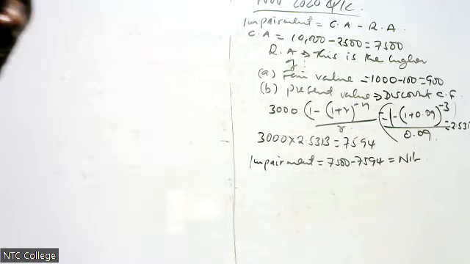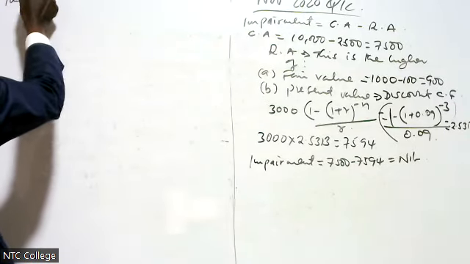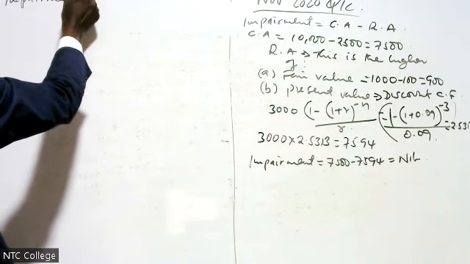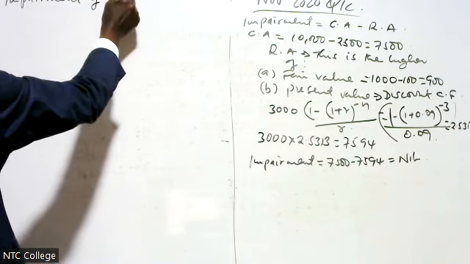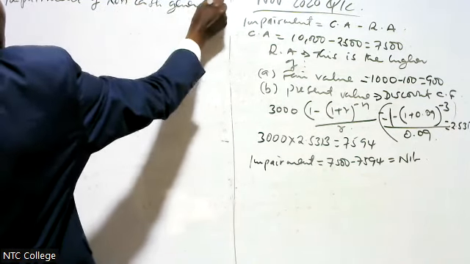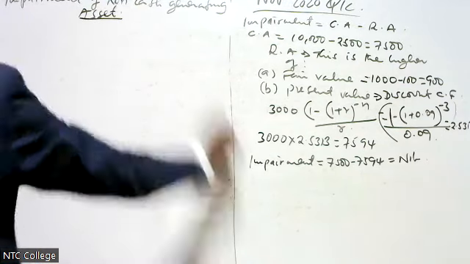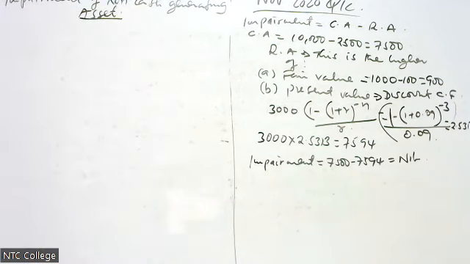Our next agenda is impairment of non-cash generating asset. Impairment of non-cash generating asset.